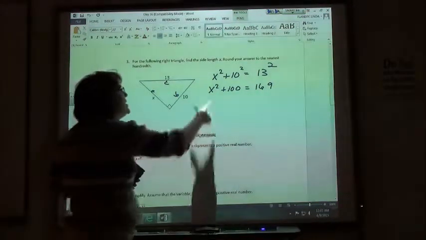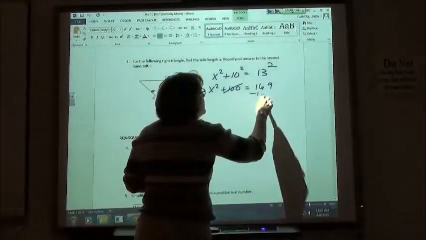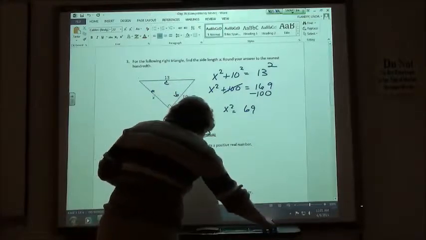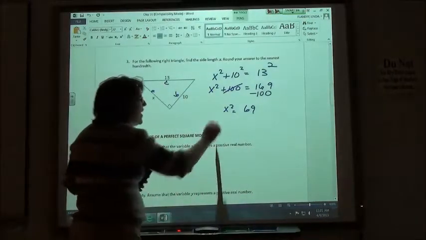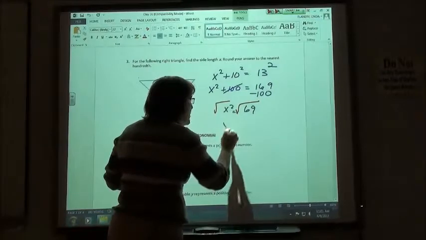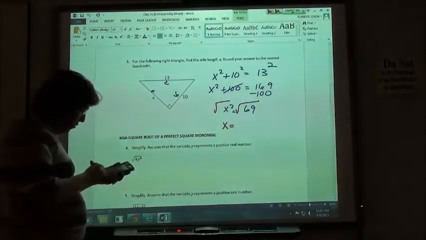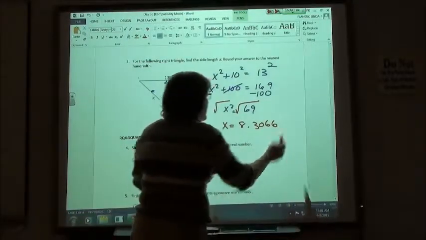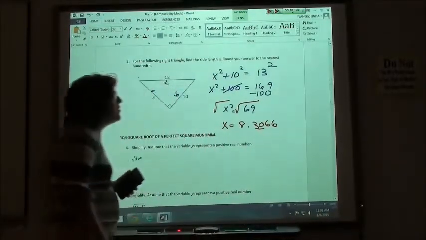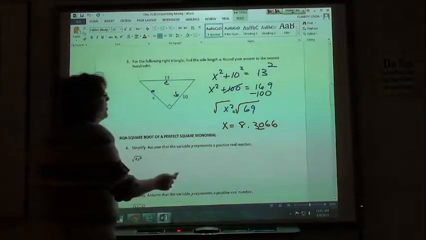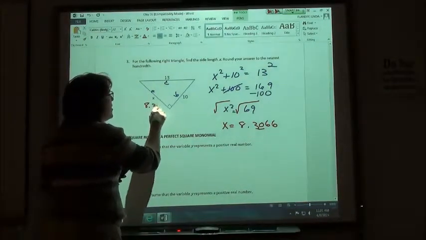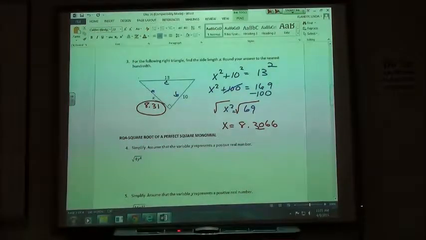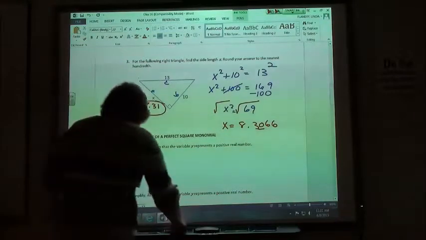Again, to solve this one, since I want the x by itself, I've got to minus the 100. X squared equals 69. In order to get that just a plain x instead of an x squared, I do the square root of both sides. And so the square root of 69 gives me 8.3066. I want to round it to the nearest hundredth. Because there's a 6 behind there, I have to round that one up. 8.31 is going to be my answer rounded to the nearest hundredth.